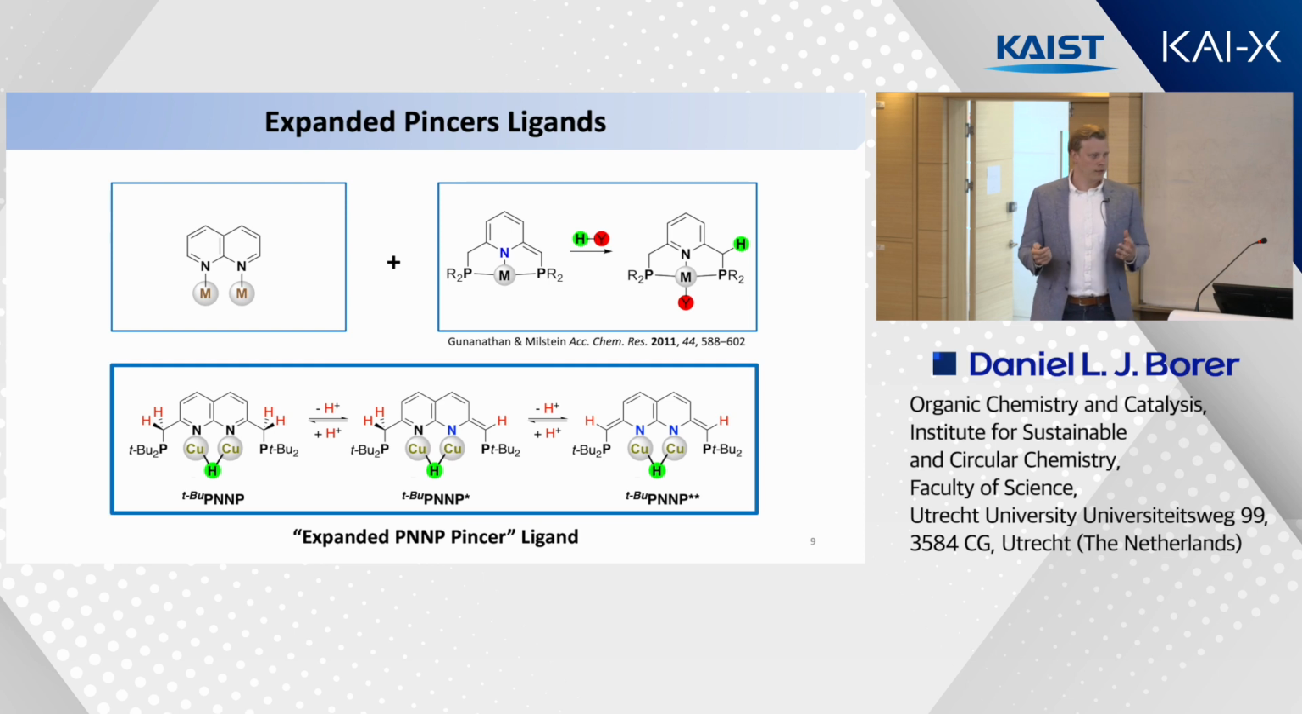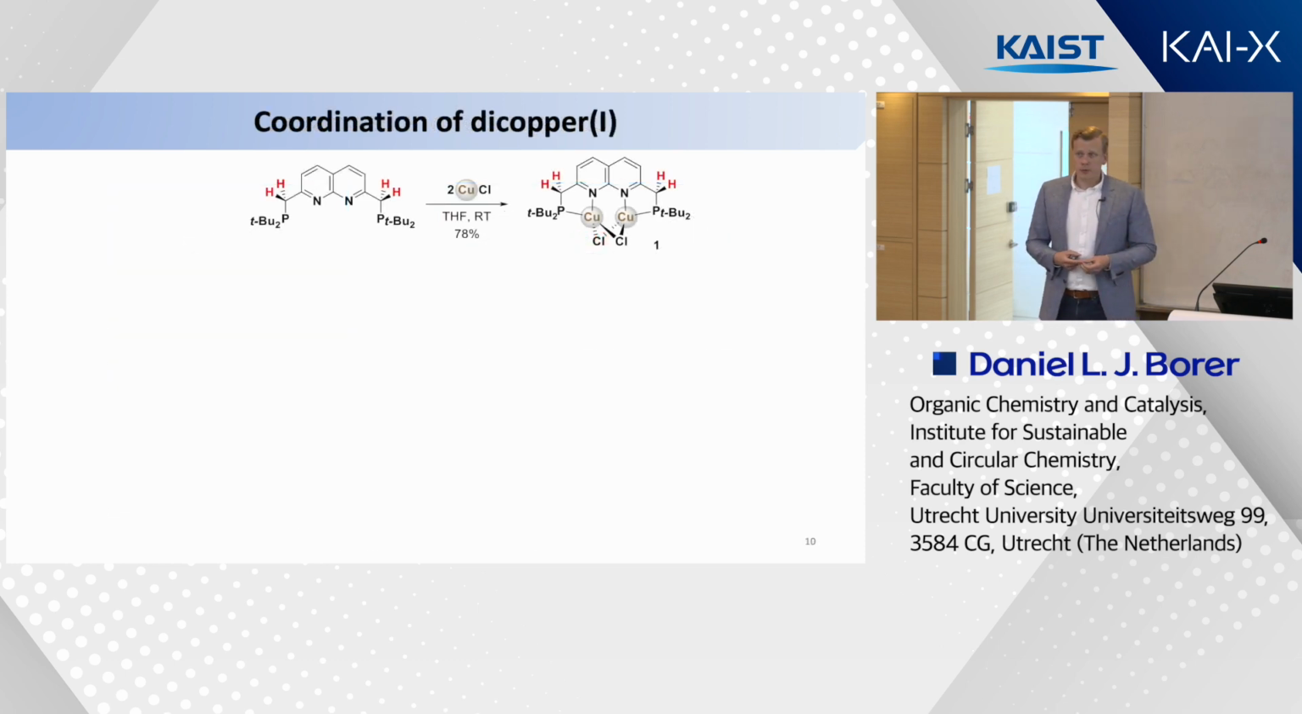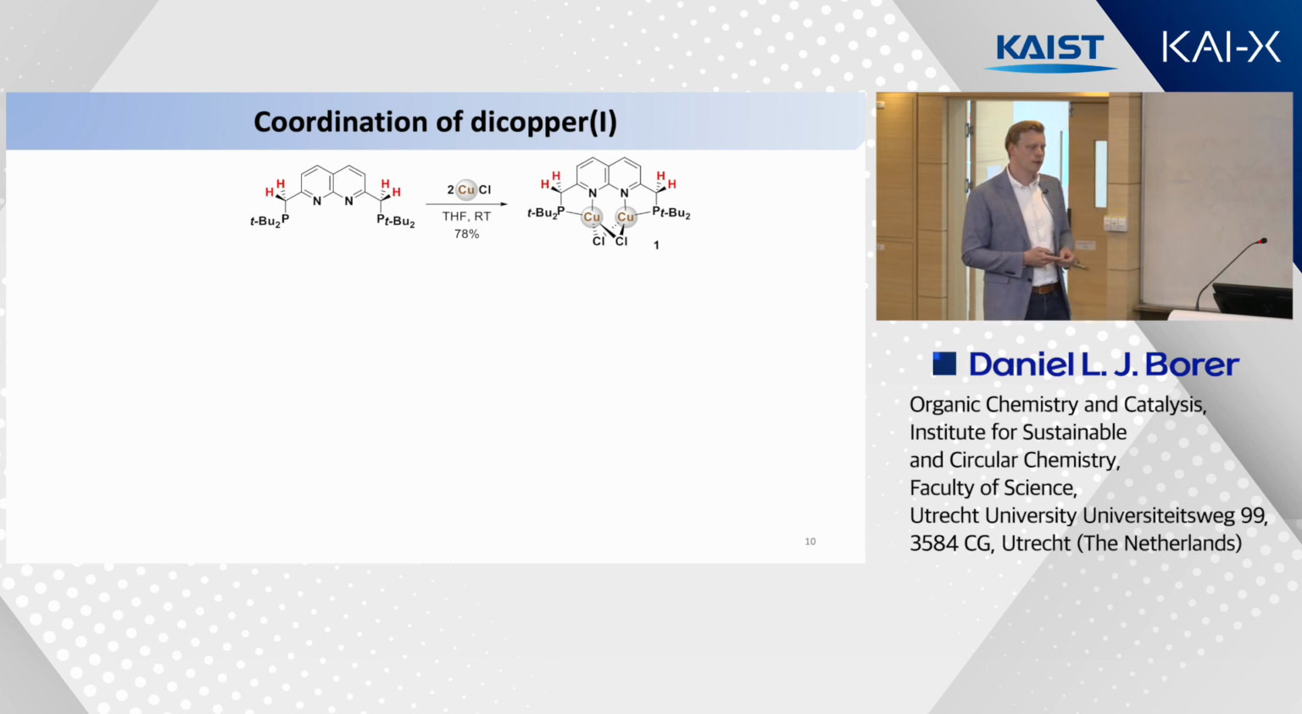But the main thing that we'll talk about today is how can we use these systems to stabilize well-defined di-copper fragments. So first, we have to bind the copper into the ligand system. And this is also, as I showed 2 weeks ago, but I'd like to repeat it because it's going to come back a few times today. So if we react our expanded pincer ligand with 2 equivalents of copper chloride, we nicely get this dicopper chloride.